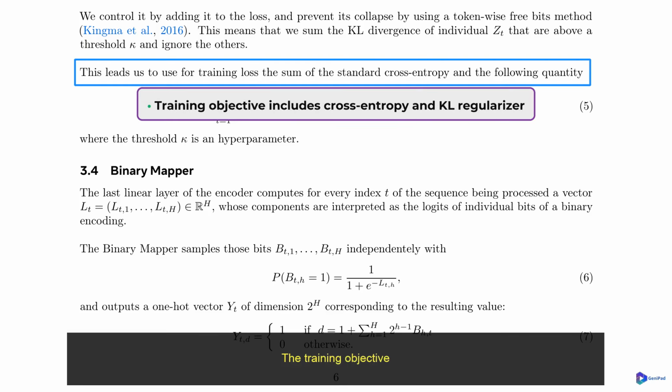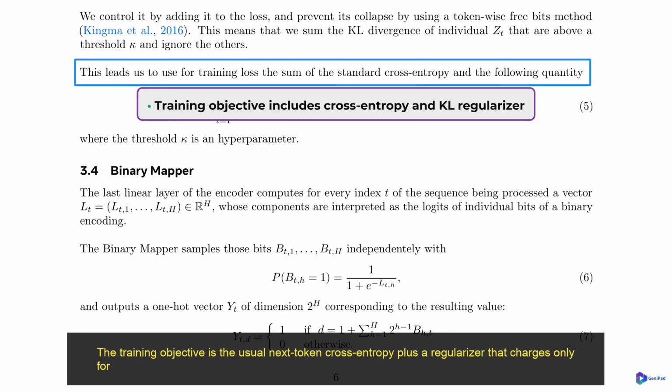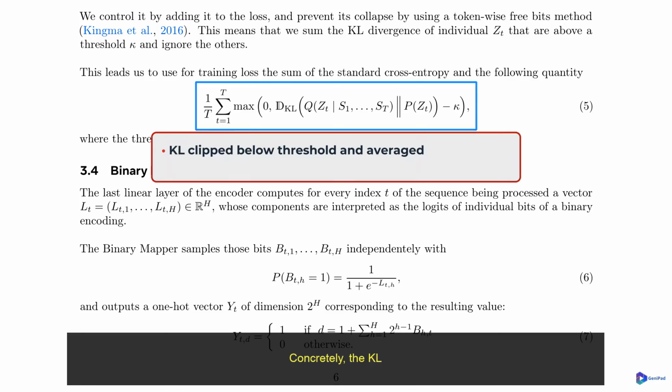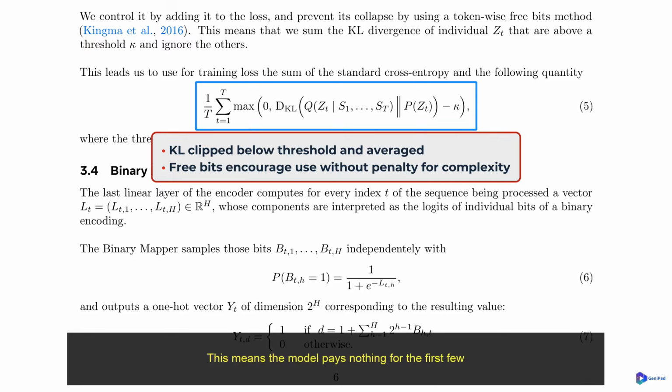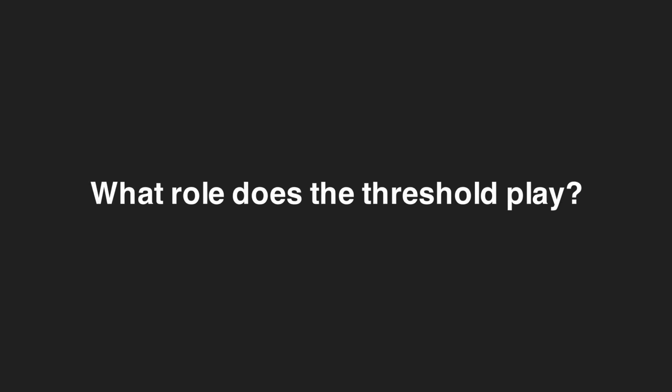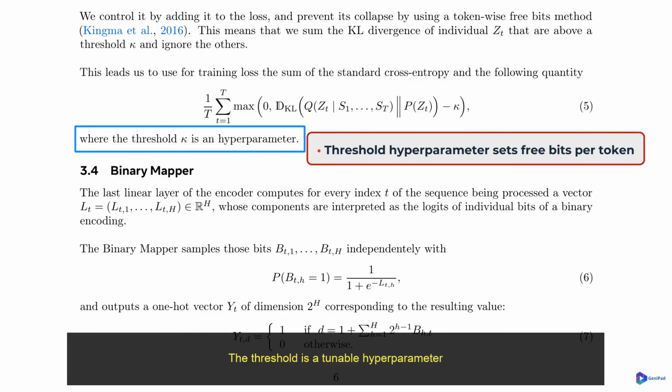The training objective is the usual next token cross-entropy plus a regularizer that charges only for excess KL beyond the free bits allowance. Concretely, the KL term is clipped below the threshold and averaged across time. This means the model pays nothing for the first few bits of information per token, but is gently pushed to justify any additional complexity in the latent choices. The threshold is a tunable hyperparameter that sets how many bits per token are free.